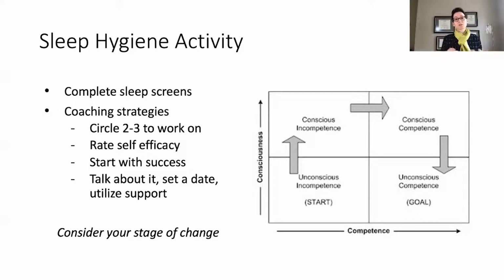You also want to start with a success. So if they have blackout drapes, great, awesome. If they have a little noise machine they use, great, awesome. If they've taken the TV out of their room, fantastic. Applaud what they're doing correctly, and then talk about the 2 changes or so that you would like to make, set a date, and then ask them what kind of support they need to make that change.